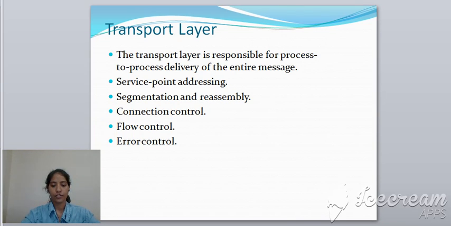Next is error control. Like the data link layer, the transport layer is responsible for error control. However, error control at this layer is performed process to process rather than across a single link. The sending transport layer makes sure that the entire message arrives at the receiving transport layer without error, that means without any damage, loss or duplication. Error correction is usually achieved through retransmission.